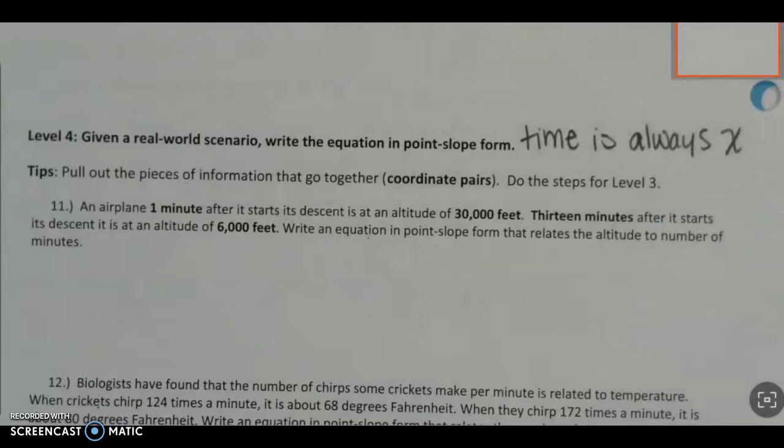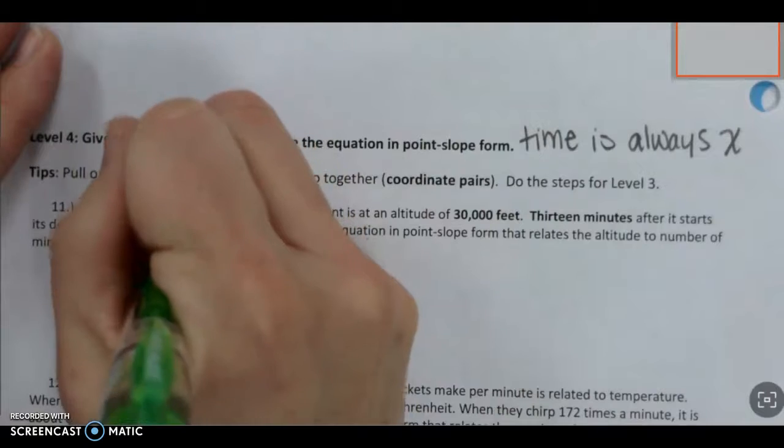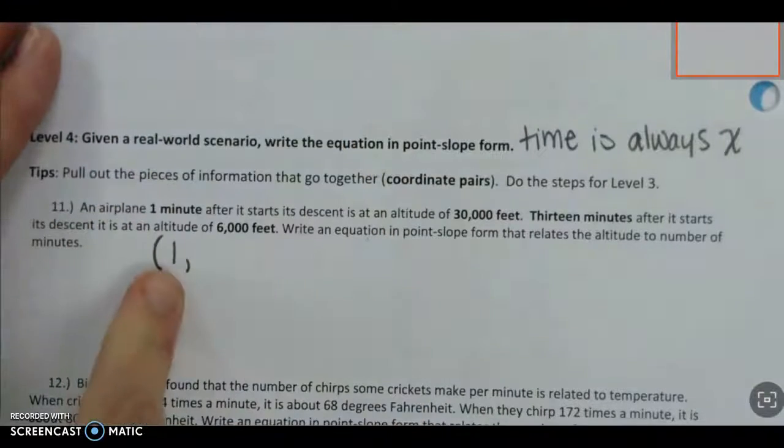Okay, so when it says an airplane 1 minute after descent is at an altitude of 3,000 feet. Okay, 30,000 feet, thank you. 30,000 feet. 3,000. All right, that's what you'd be doing in the plane if it was at 3,000 feet. 1 minute.